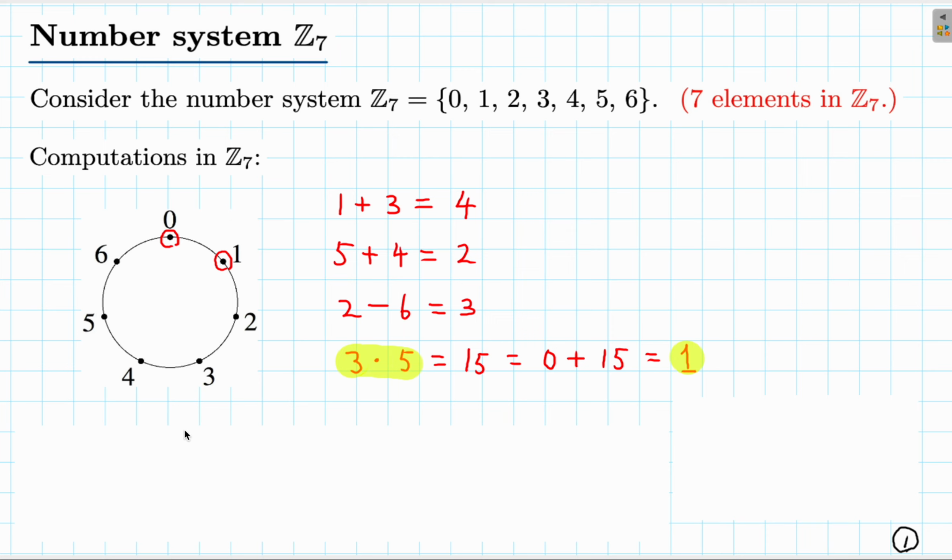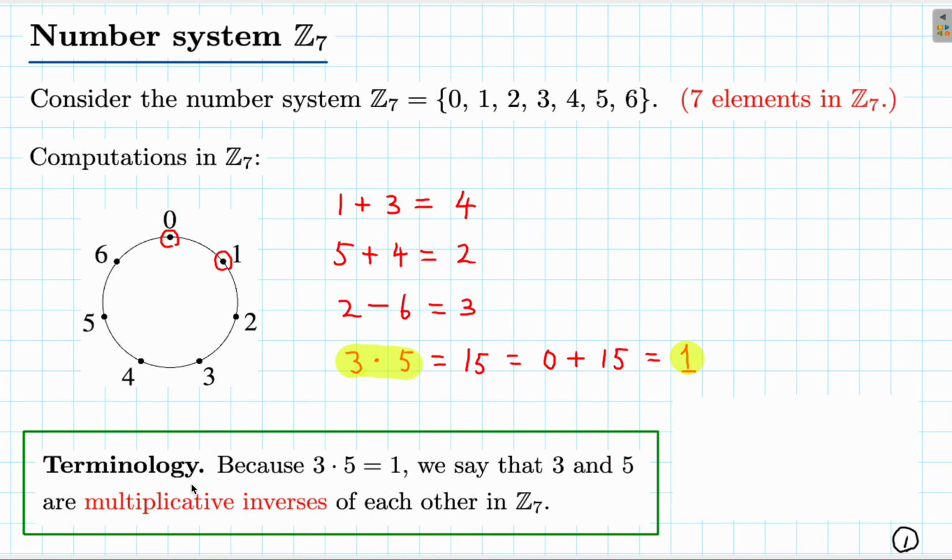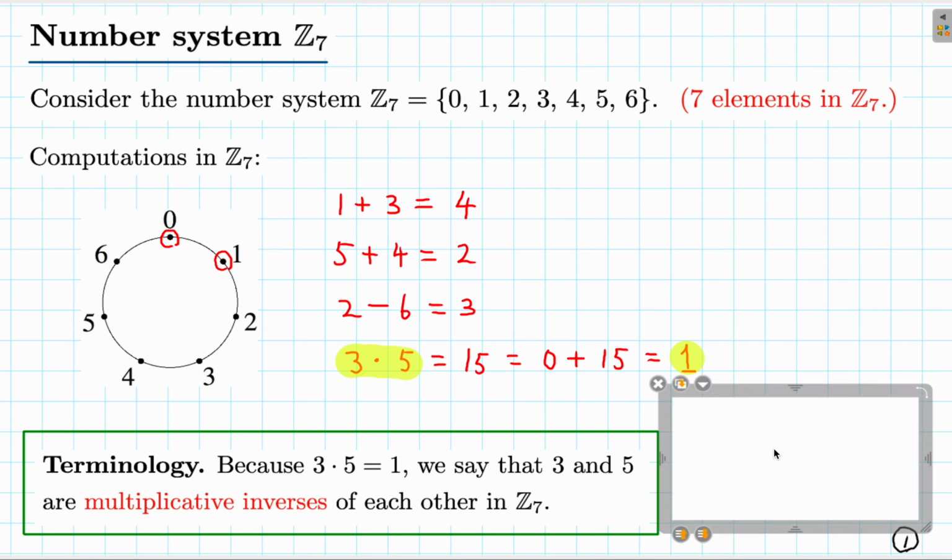And I highlight that computation, 3 times 5 equals 1. That's an important calculation. We think of 3 and 5 multiplying together and in a way canceling each other to give us a product of 1. And because of that, we say that 3 and 5 are multiplicative inverses of each other in Z7. They are multiplicative inverses of each other in Z7. And again, I say they cancel each other in Z7 under multiplication.